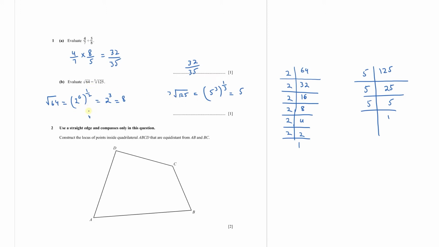So square root of 64 minus cube root of 125 is actually 8 minus 5, which equals 3. So your answer is 3.